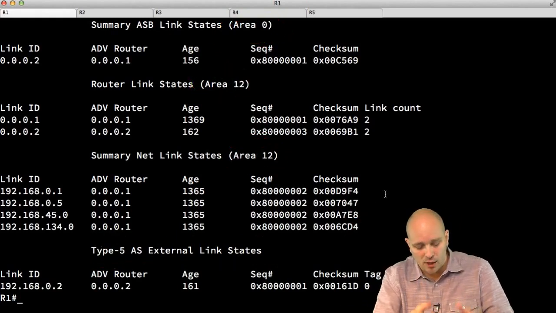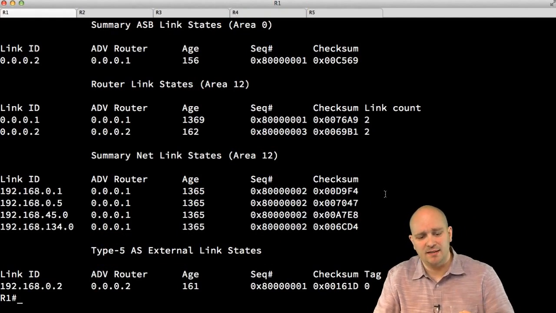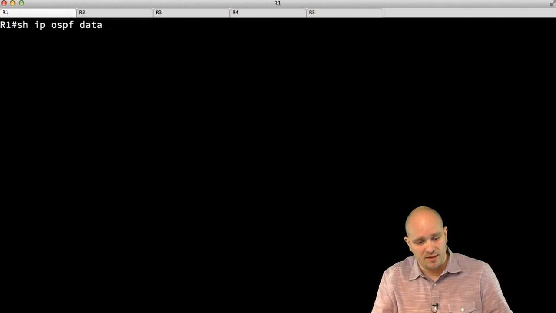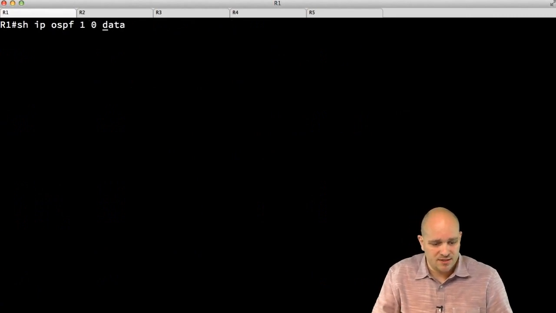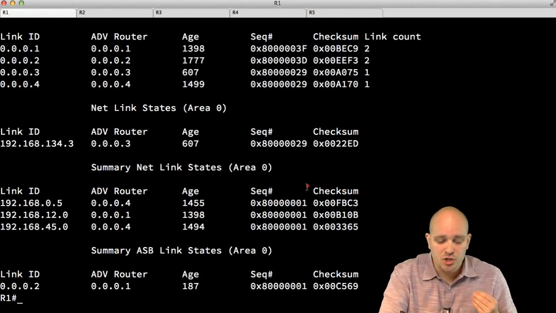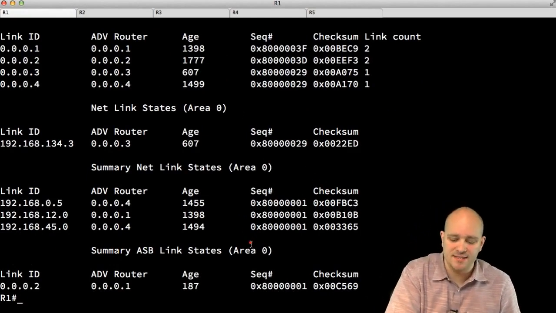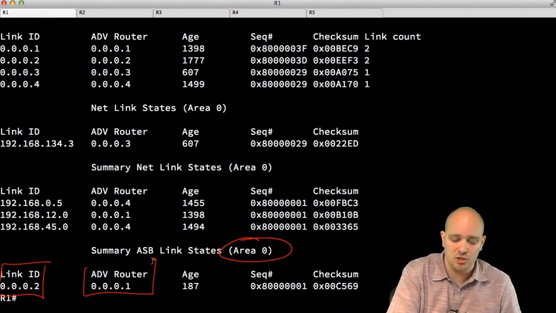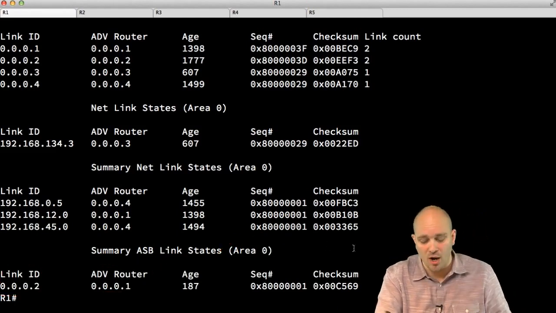And here on R1, I see this LSA. Now, I can also, if I take a look at show IP OSPF 1 0 database, I can see that R1 generated a type 4 LSA in area 0, where it's basically saying that router 2 can be reached through router R1.